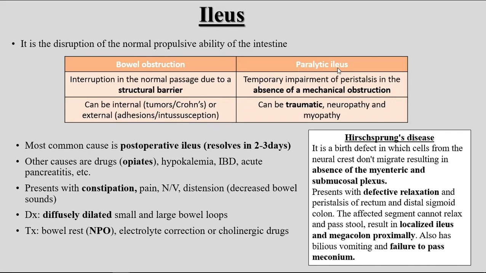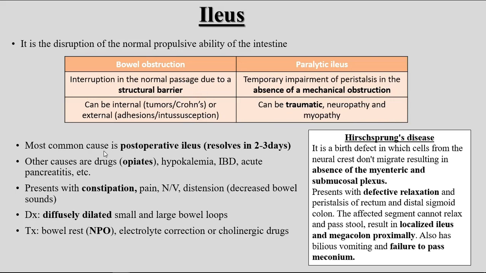Then you can have paralytic ileus, wherein you have temporary impairment because there's no mechanical obstruction. This can be traumatic, which is the most common cause of paralytic ileus, or it can be neuropathy or myopathy, which causes paralytic ileus. So the main thing you have to remember is that there is no mechanical obstruction over here. It's some kind of intrinsic neuropathic problem, whereas in bowel obstruction, there's a very obvious structural barrier.